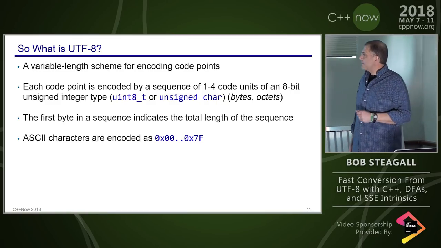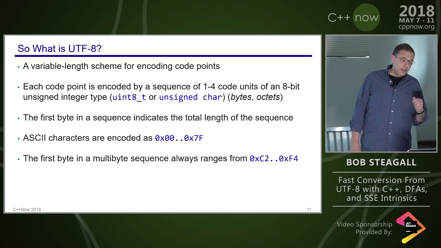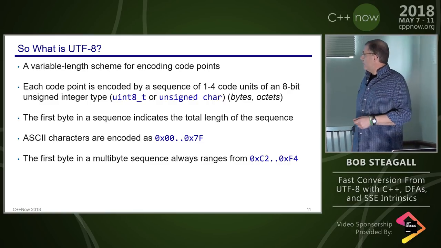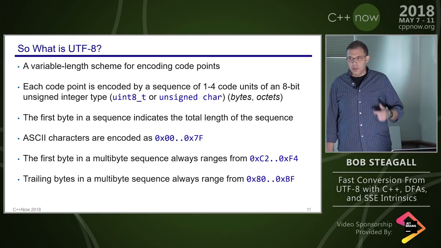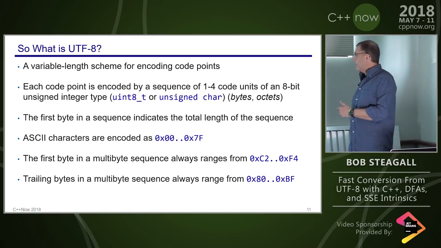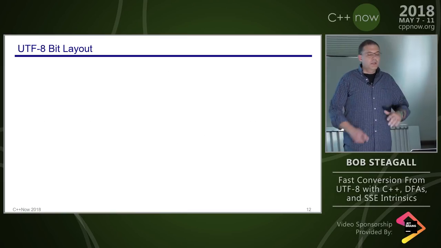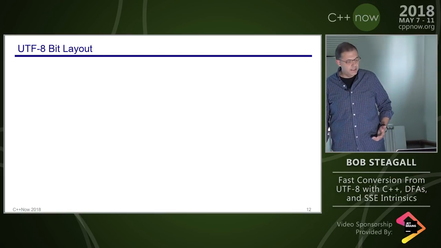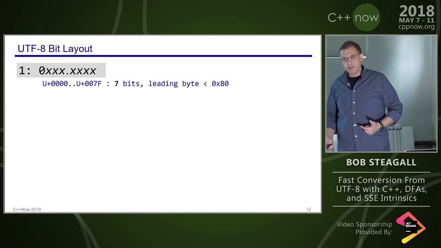So, for example, ASCII characters are encoded from hex 0 to hex 7F. The first byte in a multi-byte sequence always will lie in the range of hex C2 to hex F4. Trailing bytes in a multi-byte sequence, those bytes that come after the first byte, will always lie in the range hex 80 to hex BF. It's a lot to absorb, and the way that helped me when I was trying to understand this is to think not about bytes, but about bits and how bits are laid out in the bytes.